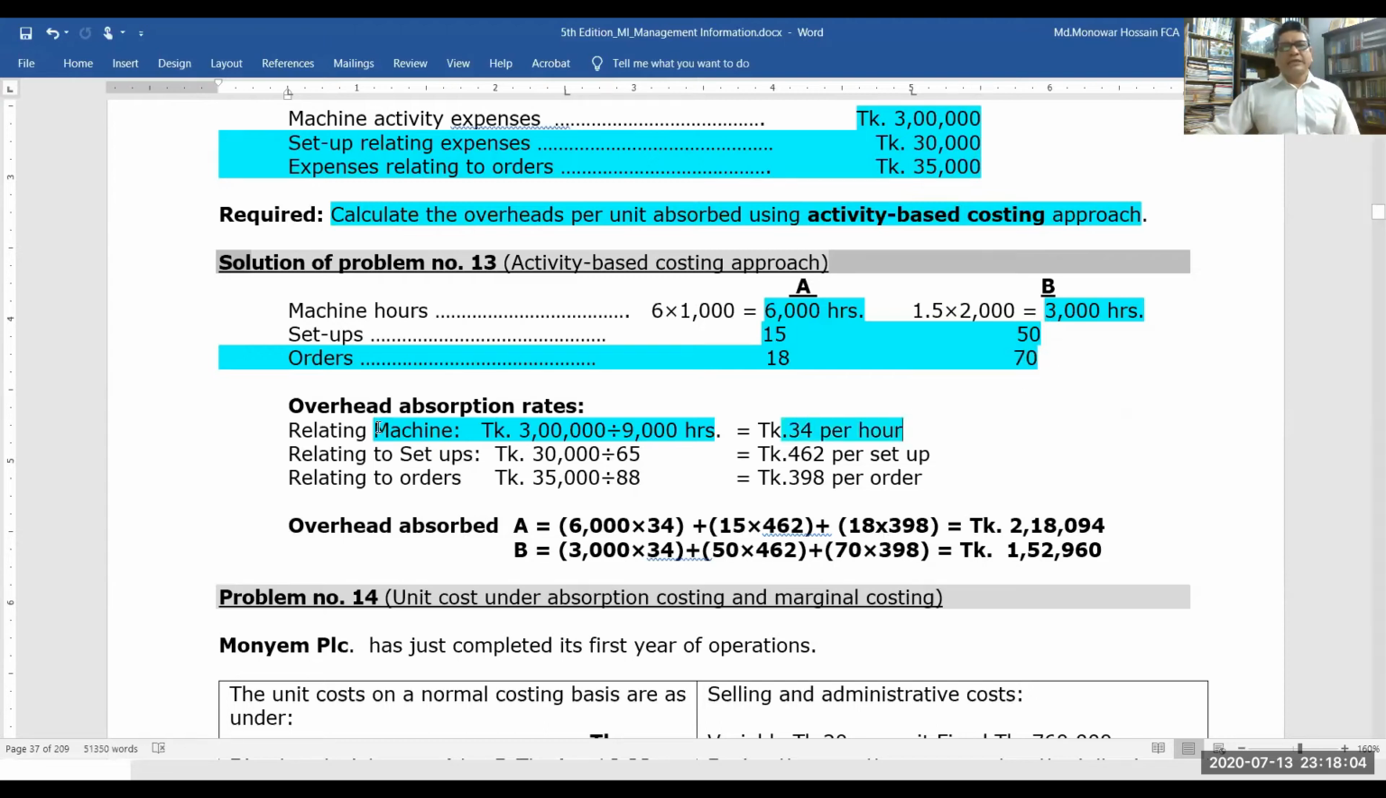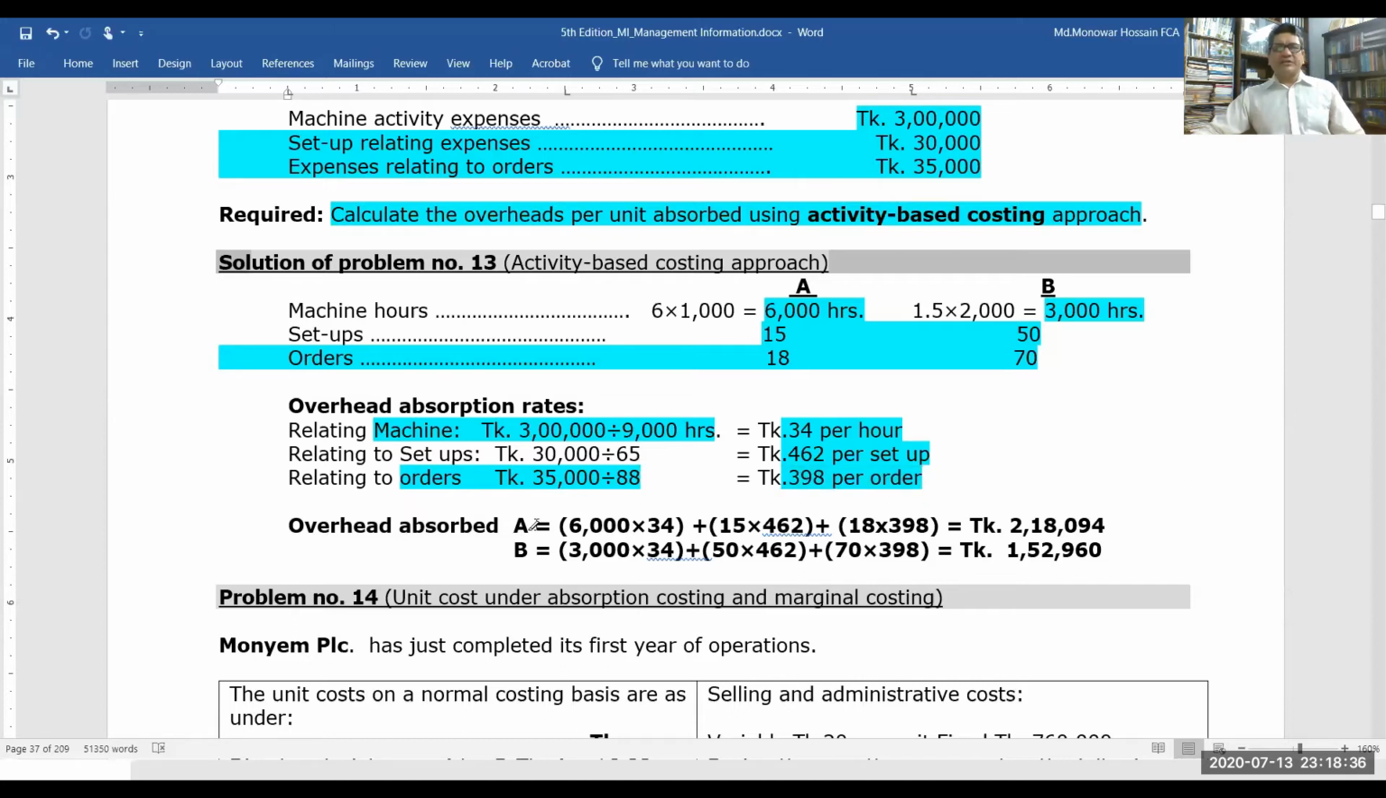Okay, and the setup total expense is 30,000 divided by 65. What will be 65? 15 plus 50. So if we divide it, per unit cost is 462 per setup. And again, we're calculating the ordering cost. So here 35,000 divided by 88. So 18 plus 70 is 88. So per order cost is 398.